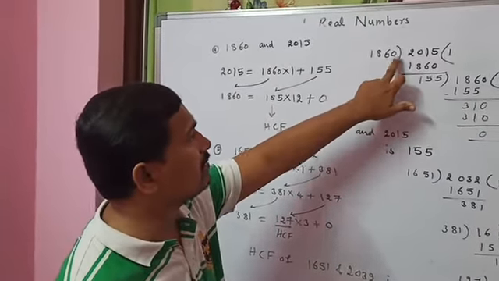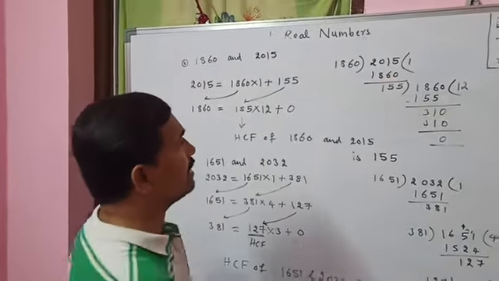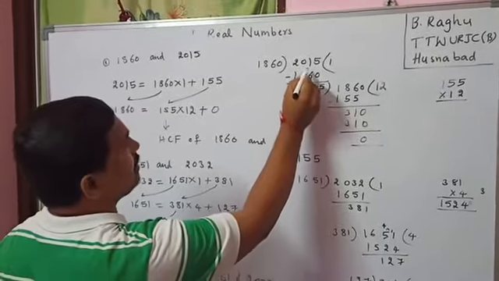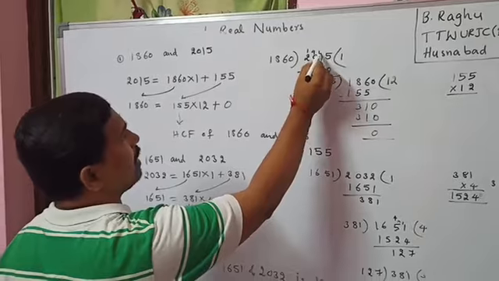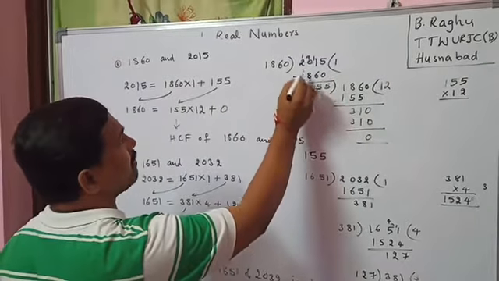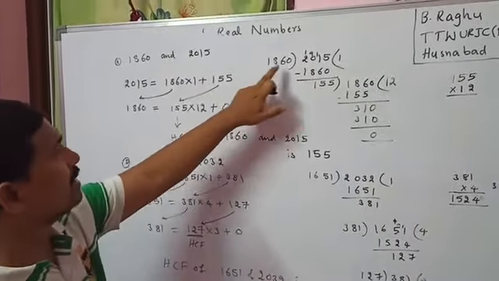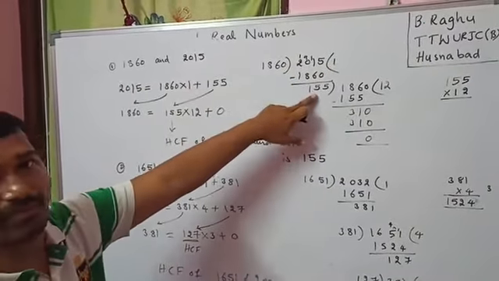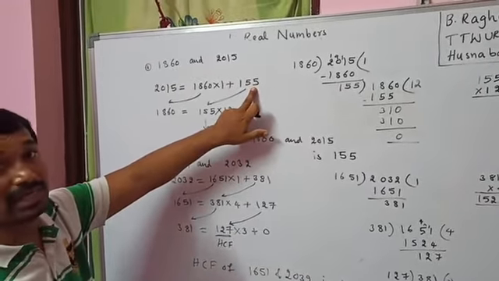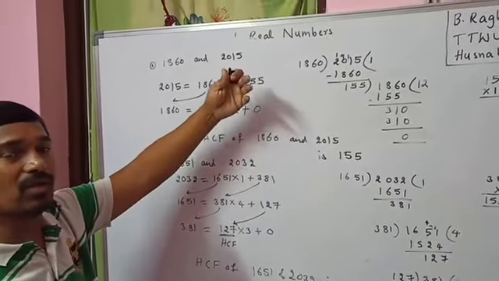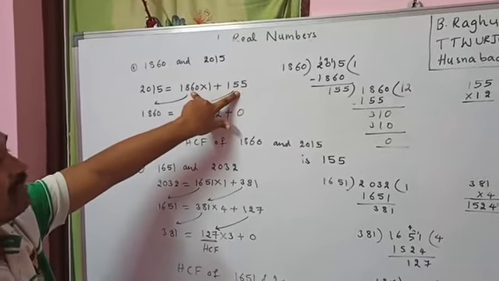It goes once. By subtracting 1860: here 5 minus 0 is 5, 1, here carry forward 1, 11, here 9, here 1, 11 minus 6 is 5, 9 minus 8 is 1, 1 minus 1 is 0. So we can write 2015 as 1860 into 1 plus 155. Here the remainder is 155. We didn't get 0, so we follow one more step of Euclid division algorithm for 1860 and 155.